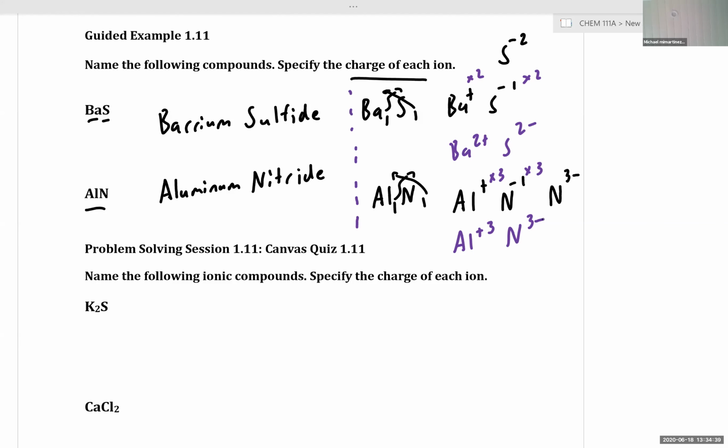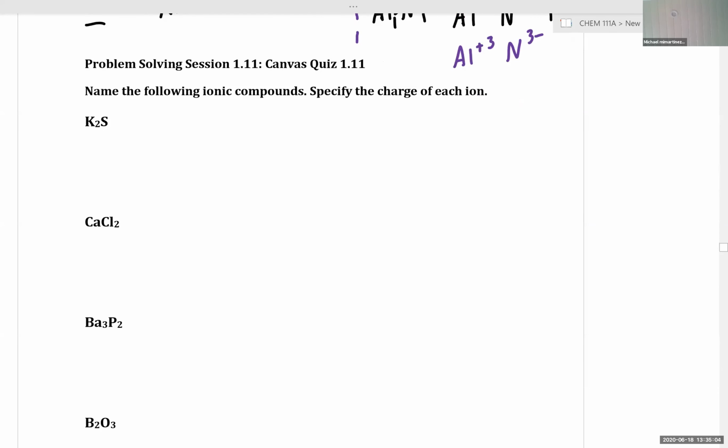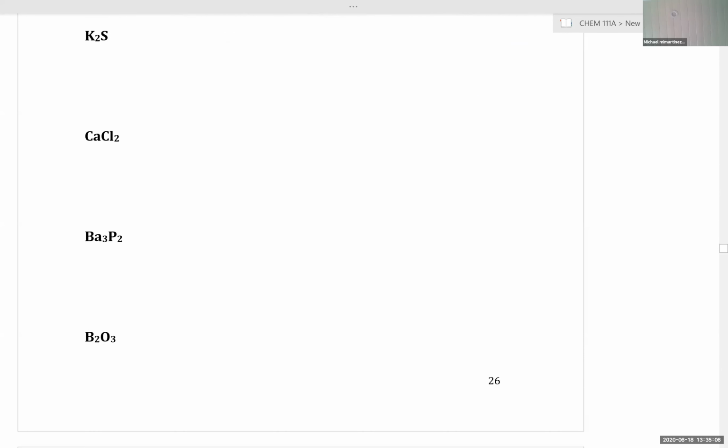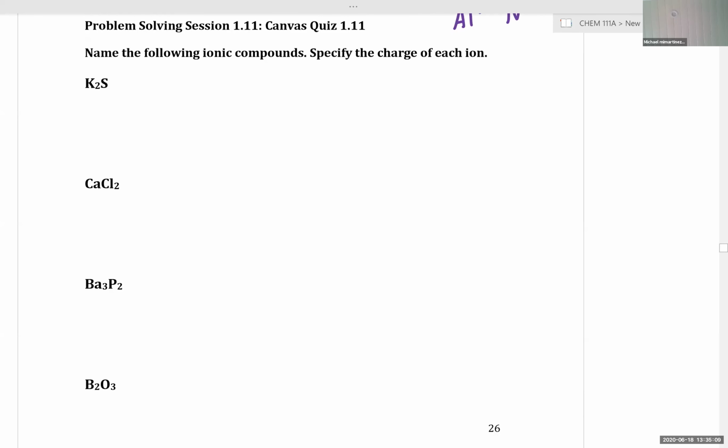And you will have to name a few compounds on quizzes and exams for sure. Being familiar with the names is really critical to tackling problems in which you're given a chemical equation or other information in word form. So let's now work on the following example where we're asked to name the following set of 4 compounds and specify the charge of each ion. So let's take about 4 to 5 minutes to work on that example, and then we'll come together as a group to discuss.